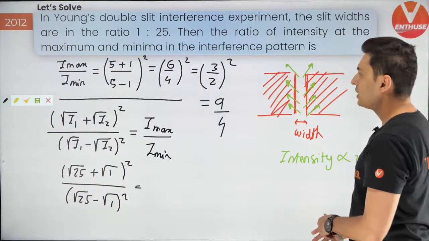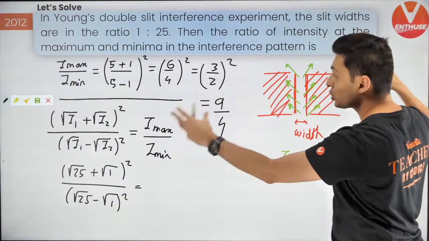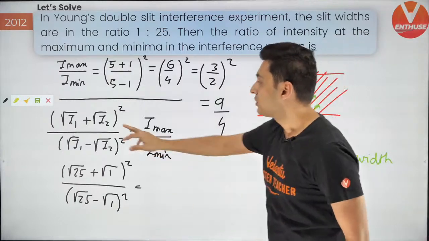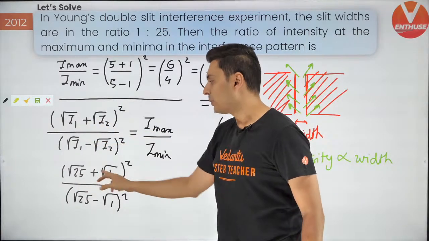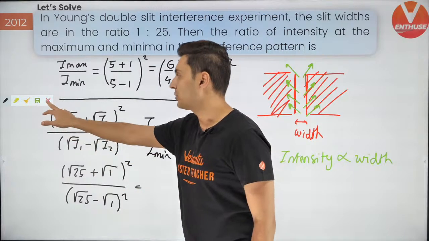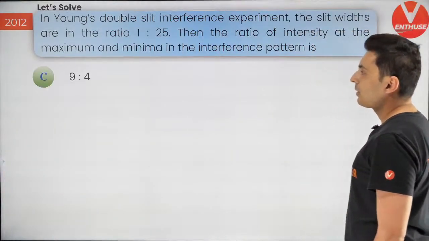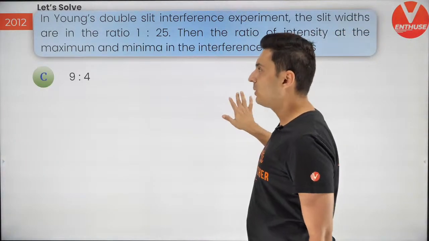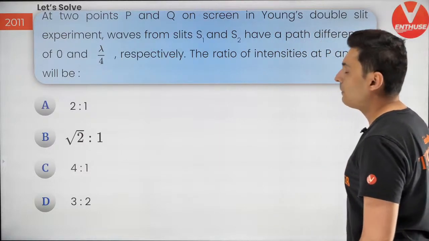Make sense? So the intensity of slits, 2 slits were of different intensity, so that's why I1 and I2 will be proportional to the slit widths, 25 and 1, and that's how I solve the question. That's the way you do it. 9:4, 2012 question. Next question coming up on your screen.